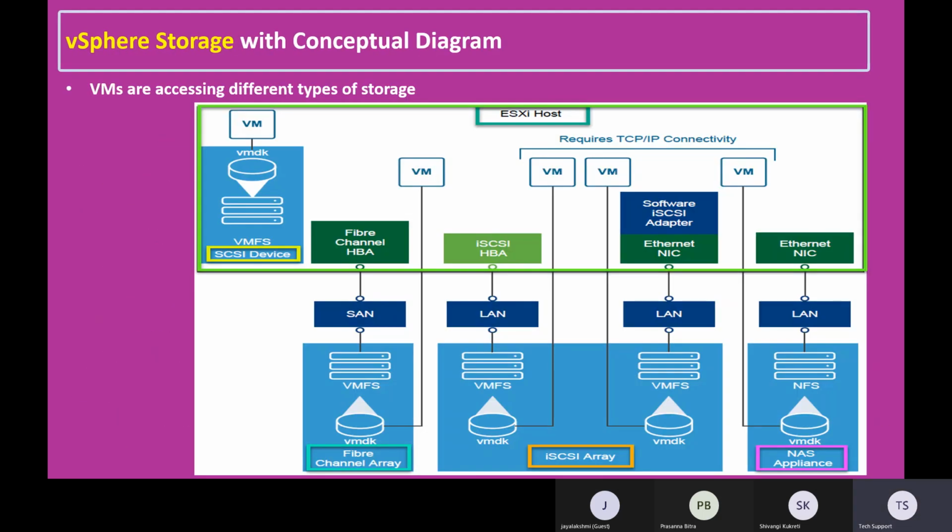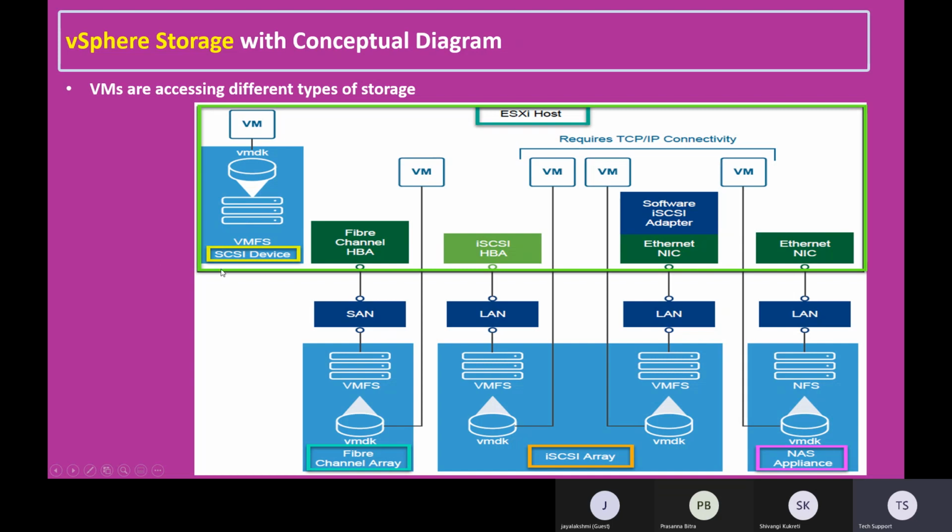Okay, so this is the vSphere storage conceptual diagram. It is the same storage overview diagram, and I'm trying to elaborate some more points. VMs are accessing different types of storage. If you have observed the first one, a virtual machine has a VMDK, and this VMDK disk file is stored on a local disk.